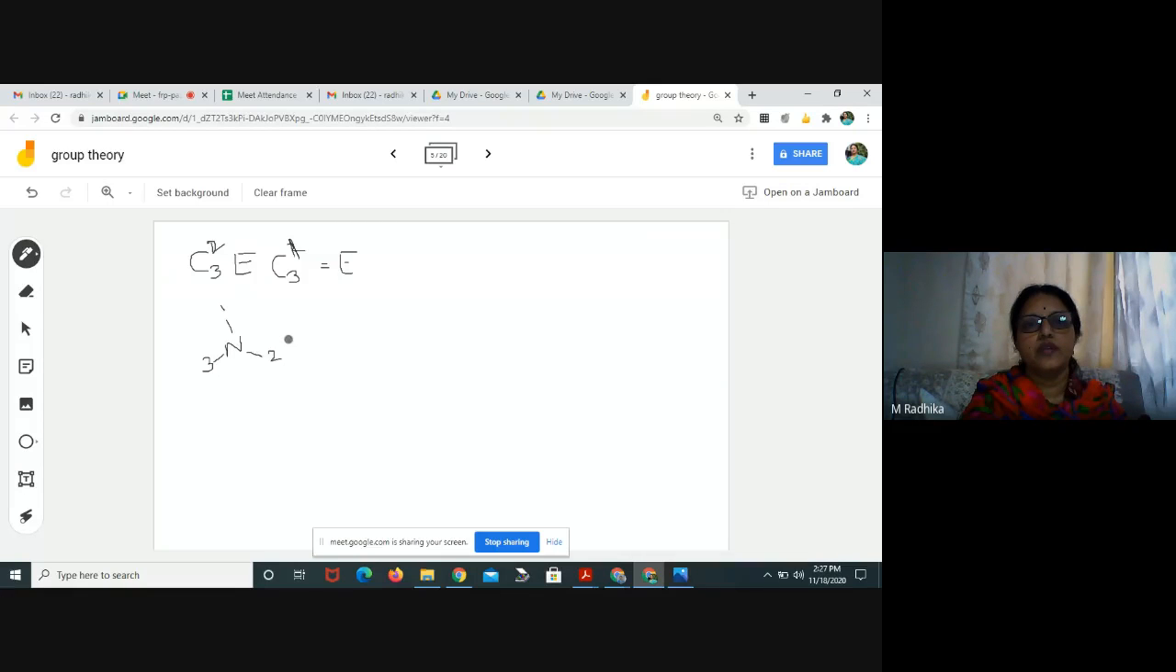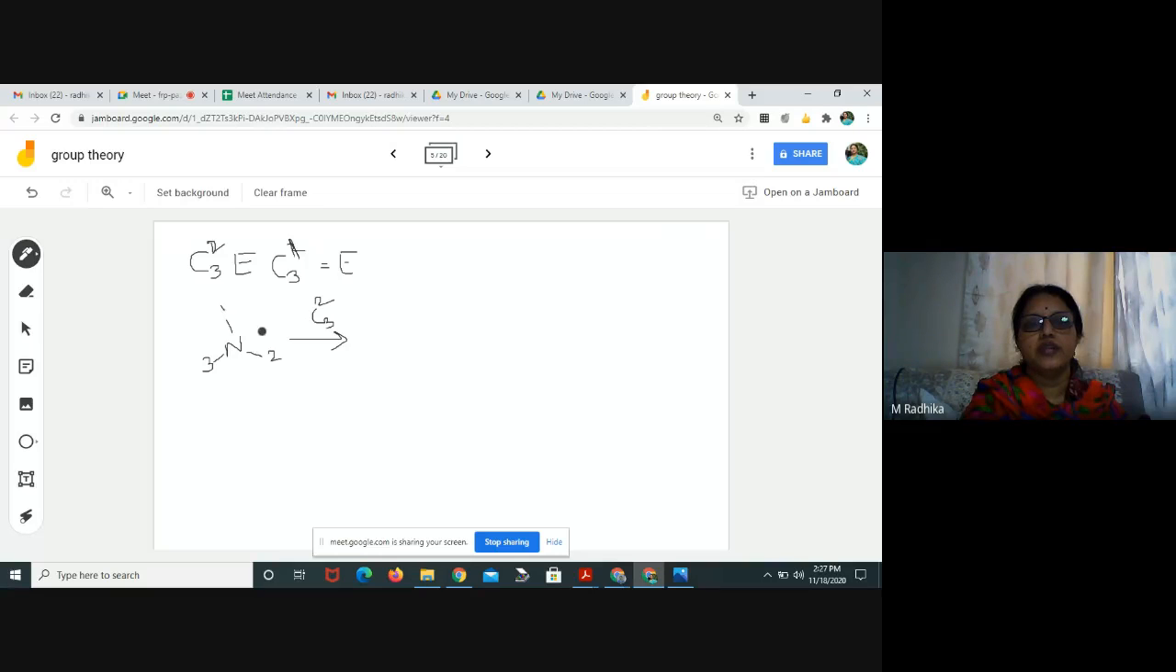If I do the first thing, that is C3². What is the meaning of C3²? I should rotate this 2 times, right? C3¹ means I should rotate this 1 time. Got it? So what will I get? I will get nitrogen in the center because the axis is along the nitrogen. And now this one will go 1 time and 2 times. So 1 will come here, 2 will go here, and 3 will go here.